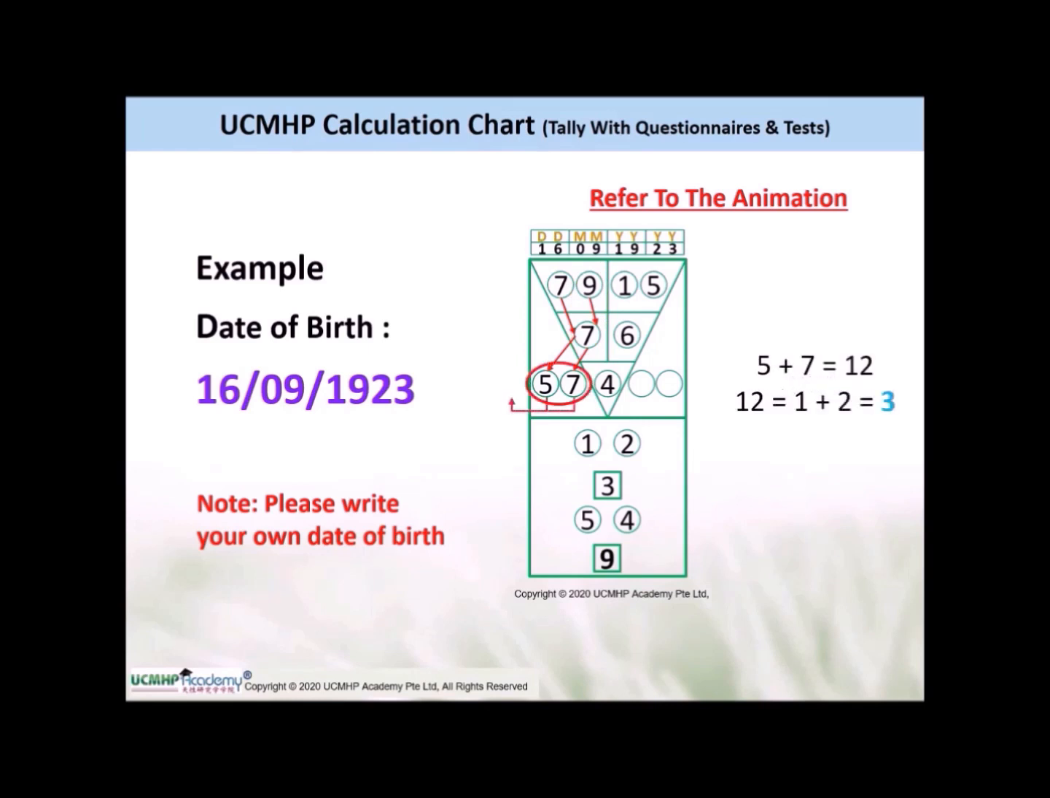Now I want you to add up the number 5 and 7. It is equals to 12. So 1 plus 2 equals to 3. Now the third number is 1, 6 equals to 7. And the fourth number is 5, 6 equals to 11. 1 plus 1 equals to 2. I want you now to add up 7, 2. And 7, 2 adds together equals to 9.